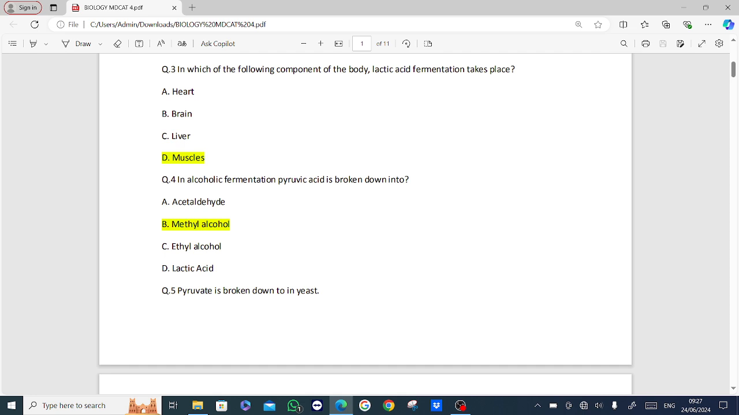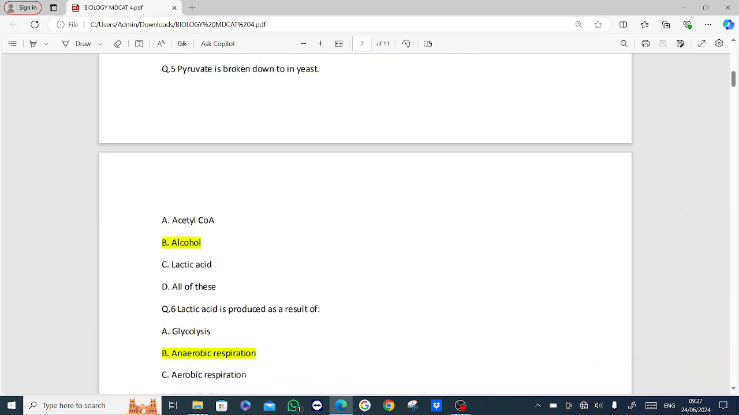Next MCQ is: pyruvate is broken down by yeast into. Options are acetyl CoA, alcohol, lactic acid, all of these. Answer is B, alcohol.